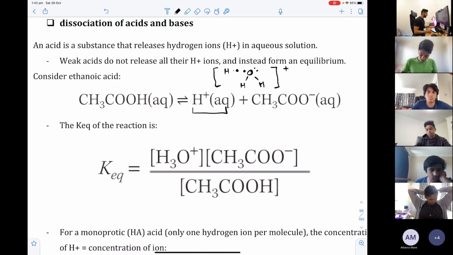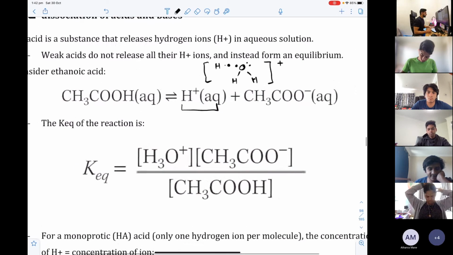Very good. Now here you've got the K constant for this acid. How can we simplify this K constant expression? So Ansh, do you want to give it a go?